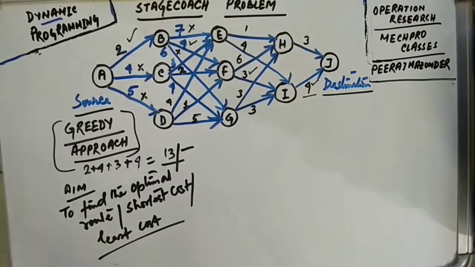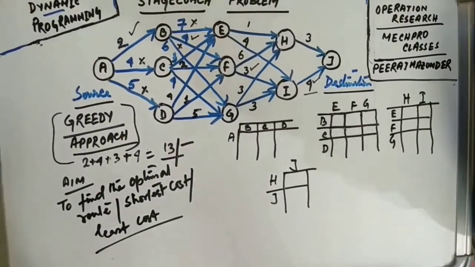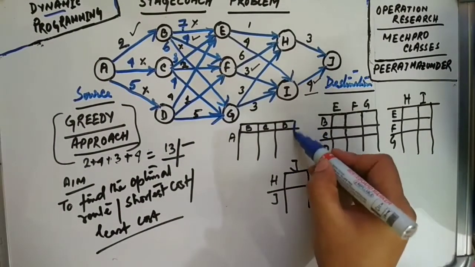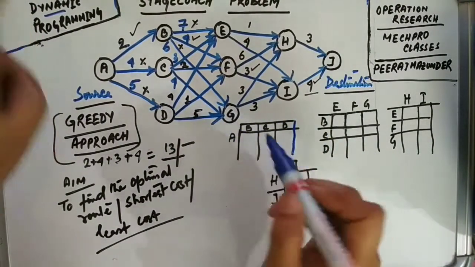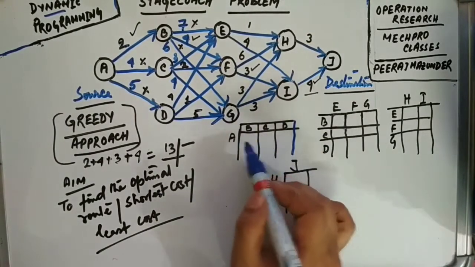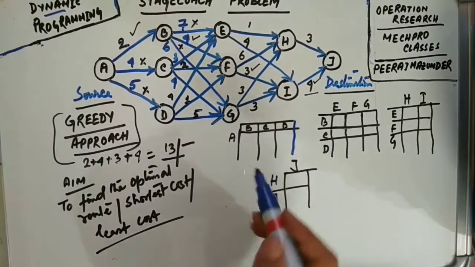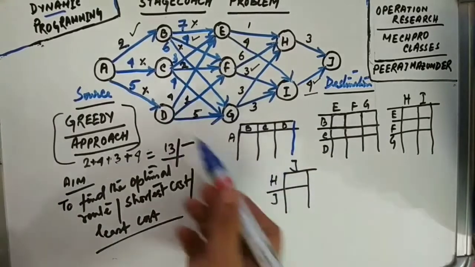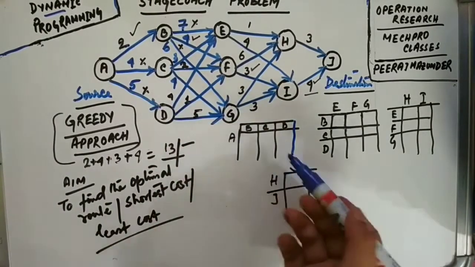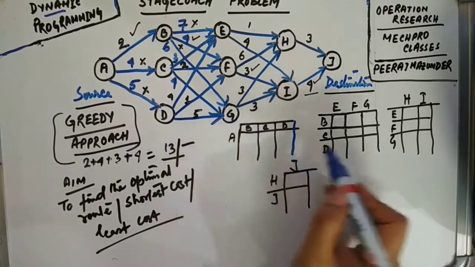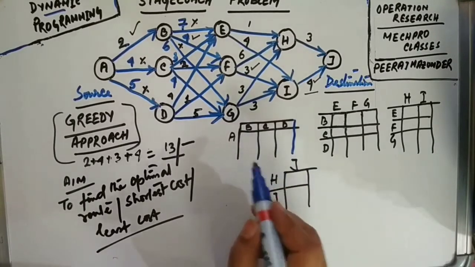That is, a dynamic program we will apply to solve this particular stagecoach problem. Now applying dynamic programming, we have to write these costs or the alternatives in a matrix form as well. Okay, it will help you to formulate the problem very easily.